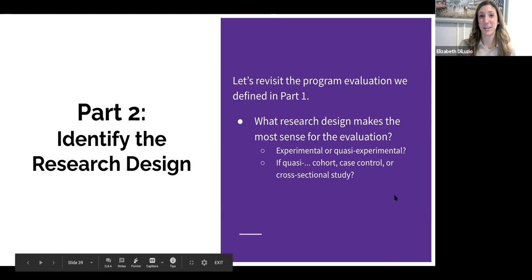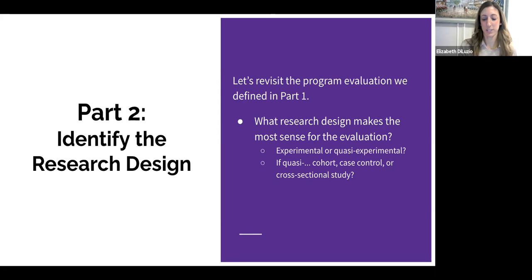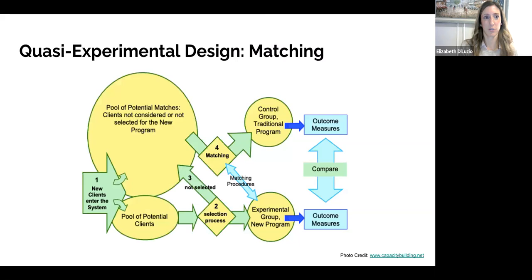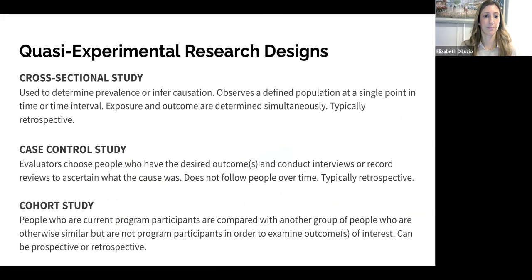Okay, good. So quasi-experimental, right? And then if quasi, is this a cohort, case control, or cross-sectional? I'll just go back to the list. Which one do you think would make the most sense for this evaluation?